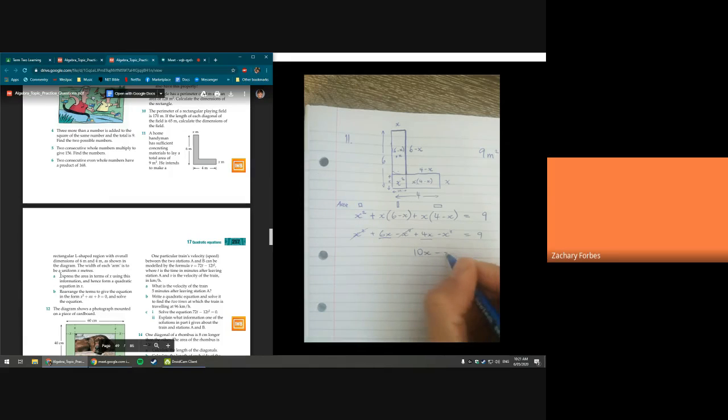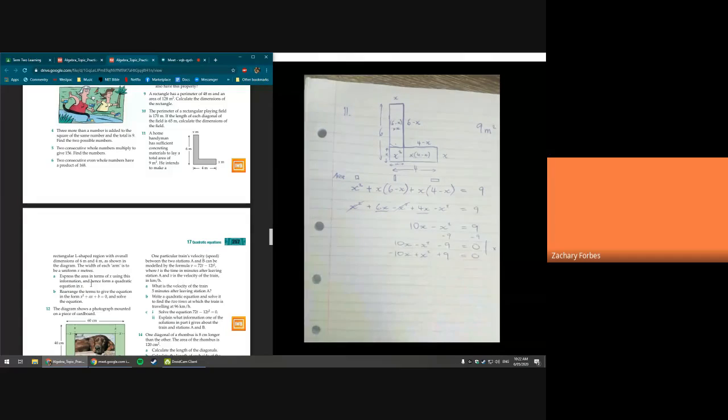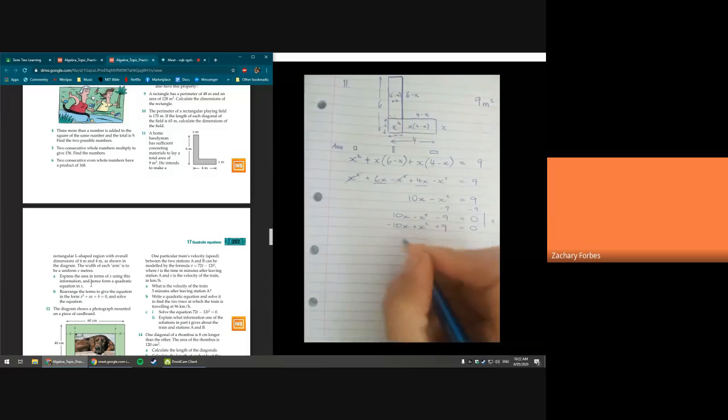What do they want us to do? Express the area in terms of X using this information and hence form a quadratic equation. This is a quadratic equation because we've got an X squared in it. Let's rearrange it. What I'm going to do is minus 9 off both sides. So we get 10X minus X squared minus 9 equals 0. From there, I want that to be positive, so I'm going to times everything by a negative 1. So I'm going to get minus 10X plus X squared plus 9 equals 0. From there, I'm going to rearrange into quadratic form. I'm not changing anything, I'm just changing the order that things appear in the expression.